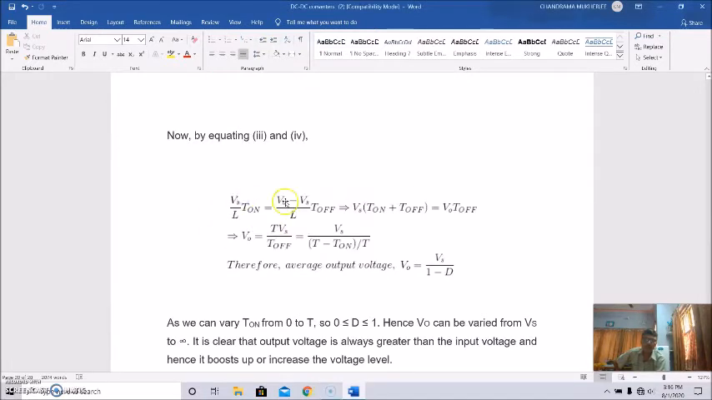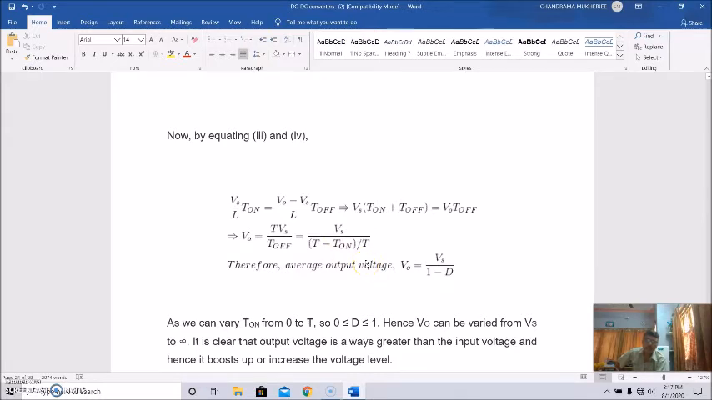We get Vs by L turn on equal to (V0 minus Vs) by L turn off. So Vs (turn on plus turn off) equals V0 turn off. So output voltage is equal to T Vs by turn off, since turn on plus turn off is T. So we can write turn off equal to (T minus turn on) by T.